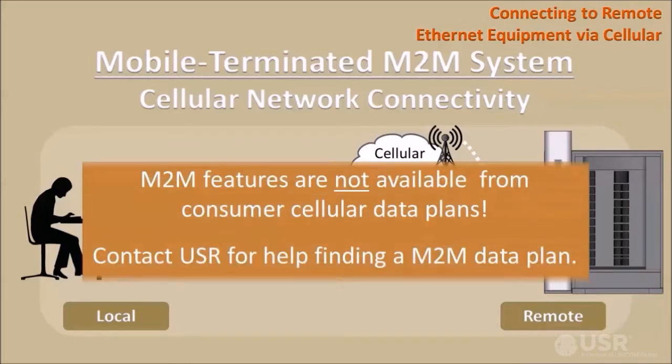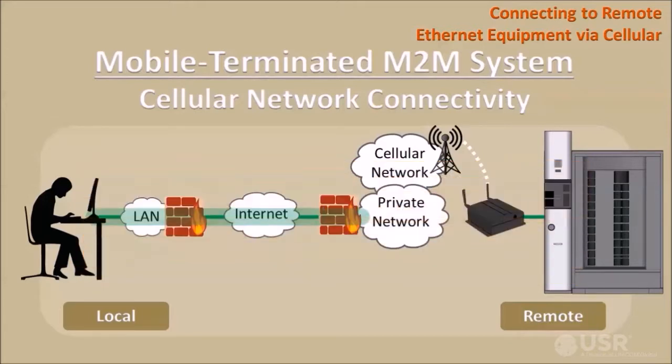The private cellular network, the VPN tunnel, and the static IP address are typically not available from a consumer-grade cellular data plan. Contact USR for help finding a suitable M2M cellular service provider. Once the cellular services are set up, connectivity to the cellular gateway can be tested with a ping command. Note that ping cannot test connectivity all the way to the target equipment.